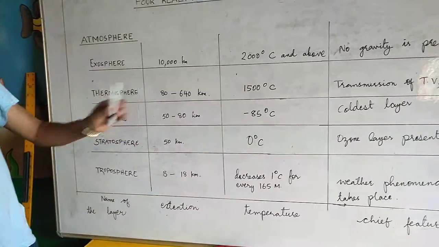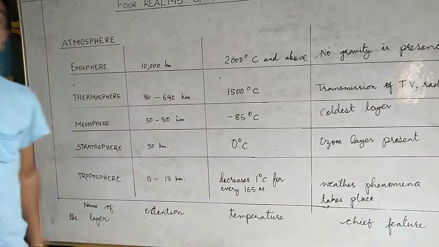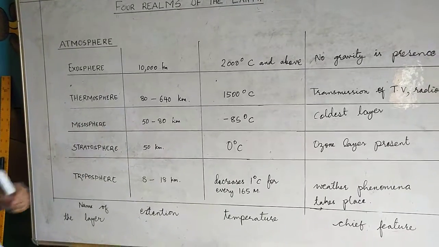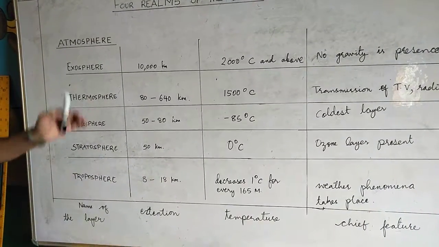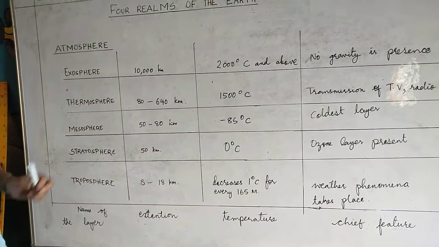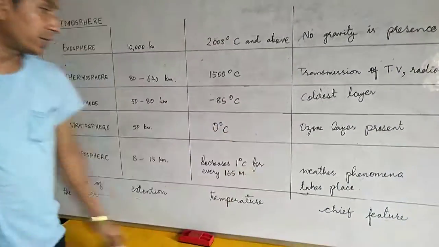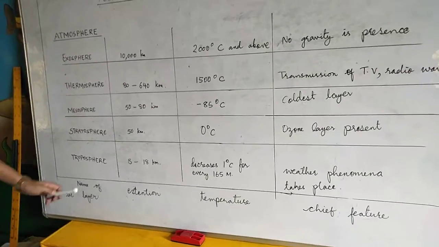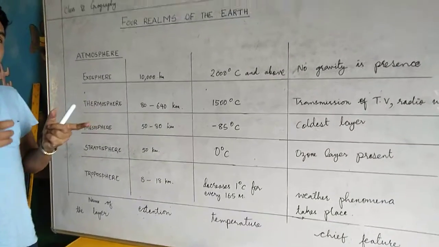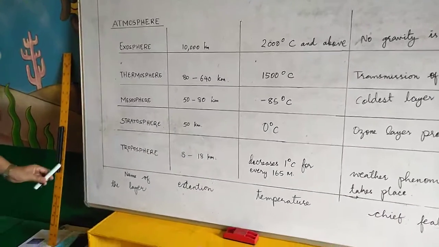Let us see the temperature. In this layer, the temperature decreases at the rate of 1 degree centigrade for every 165 meters. So as we go up, the temperature decreases. The main characteristic of troposphere is that all the weather phenomena take place here. Change of weather takes place in this atmospheric layer.